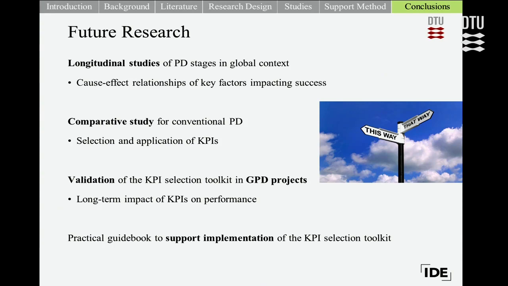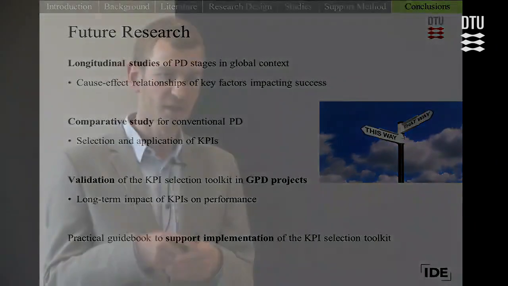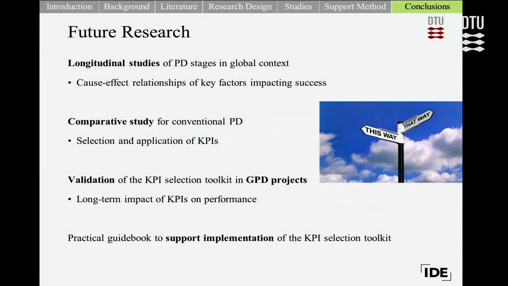Also, a comparative study for conventional product development will be useful, so to identify the selection process in co-located product development, and also to look at how they're used in co-located product development, and then to compare this with global product development. And furthermore, there's a need to further validate the KPI selection toolkit in GPD projects specifically. And then it would be interesting to actually investigate the long-term impact of these KPIs on performance. And finally, we plan to develop a practical toolkit, or a practical support guide, in order to support the implementation of the KPI toolkit in industry.